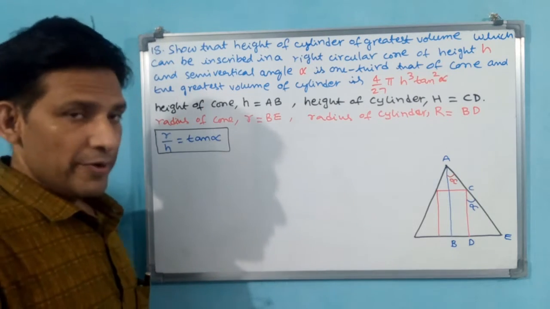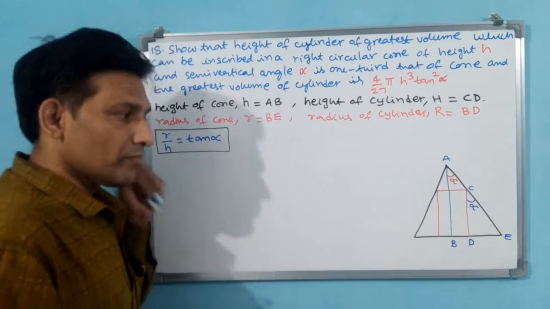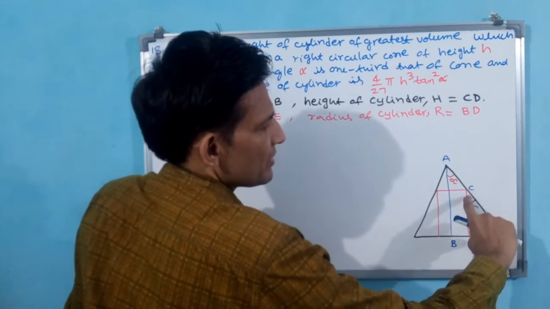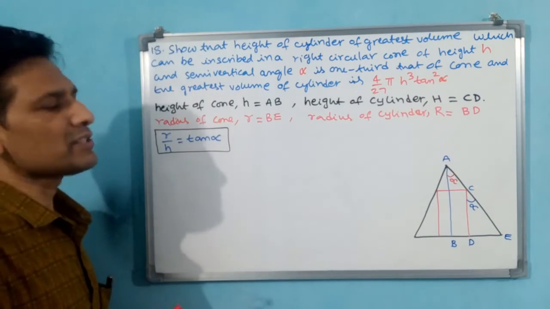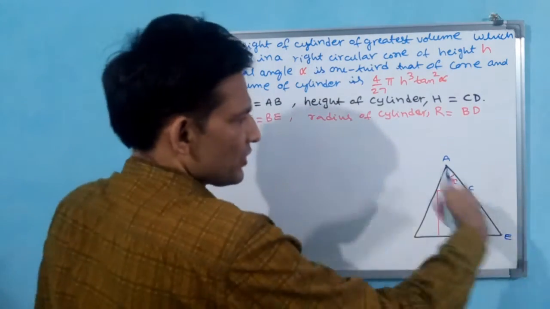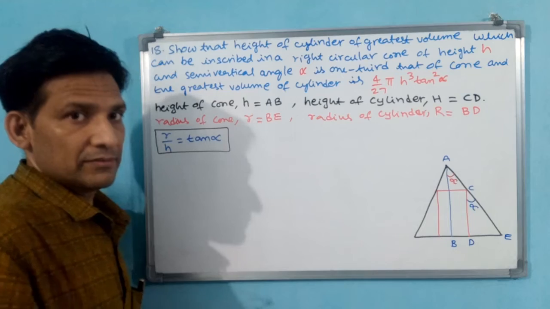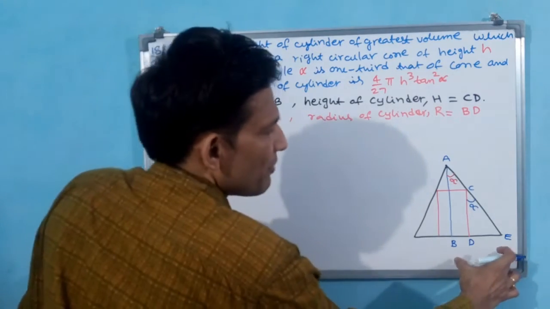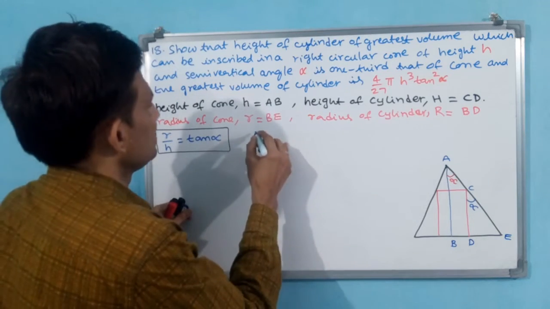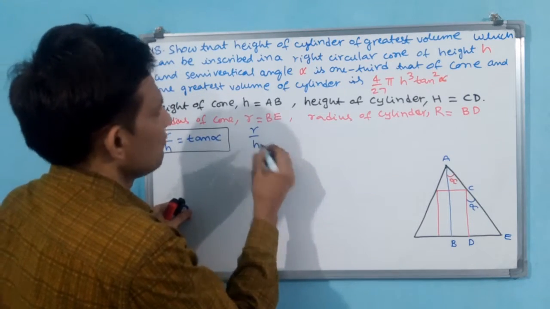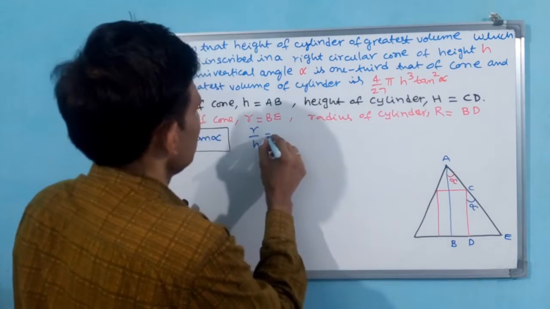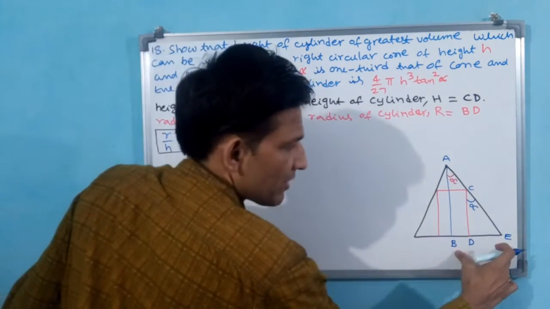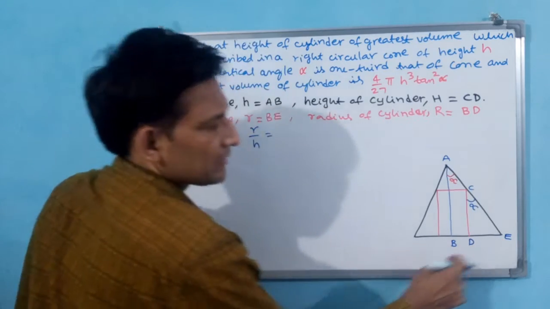Another result, you see, what I am writing: BE by AB is equal to DE by CD. This also I can write. Why? Because these are ratios, same angle and same triangle. Okay, see what I am writing. BE means what? r. But r by h is equal to, you see here, this DE. DE means what? Small r minus capital R.